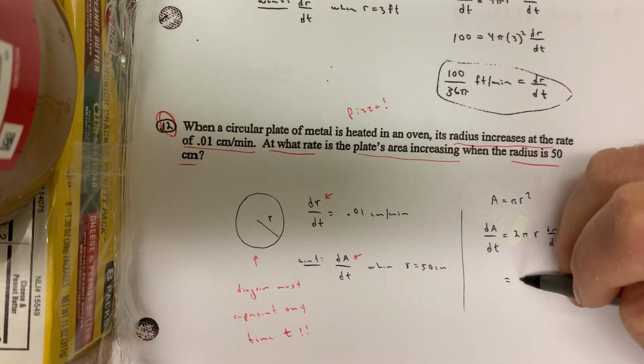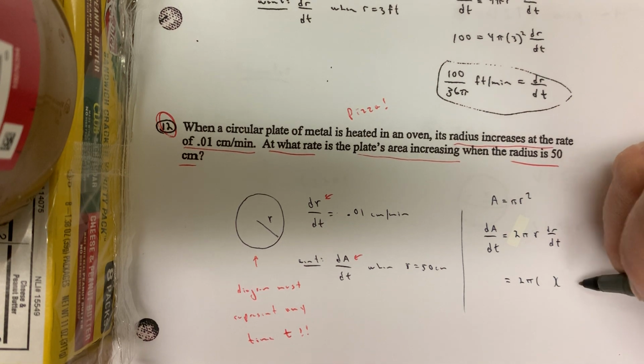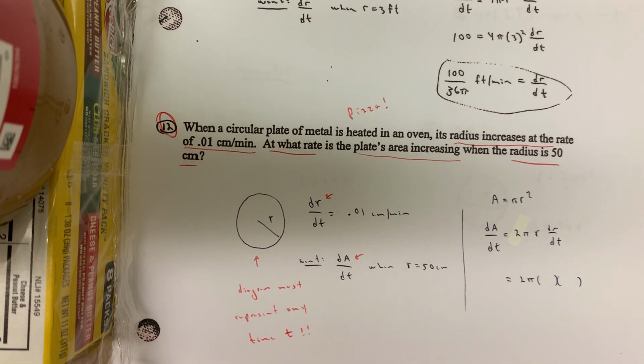Here's what I want, dA over dt. 2 pi is constant, but now I'm taking the derivative implicitly with respect to time. I'm looking at one instantaneous moment.